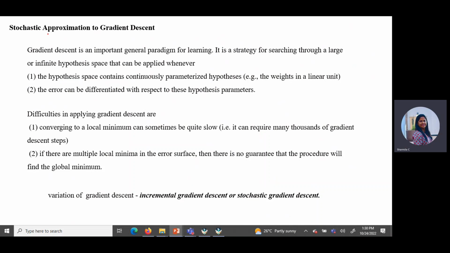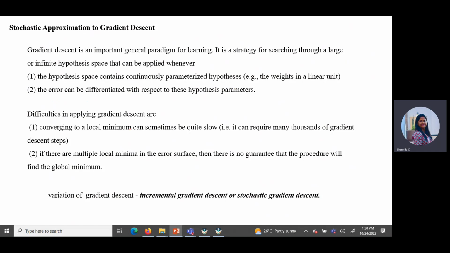Coming to the next, we have stochastic approximation to gradient descent. Previously, we saw the standard gradient descent algorithm. Here we'll see how it is different from the stochastic approximation to gradient descent. Gradient descent is an important general paradigm for learning. It is a strategy for searching through a large or infinite hypothesis space that can be applied whenever: first, the hypothesis space contains continuously parameterized hypotheses, that is the weights in the linear unit; second, the error can be differentiated with respect to the hypothesis parameters.